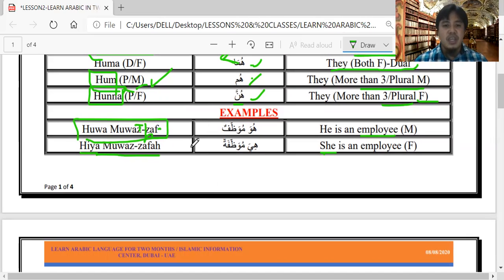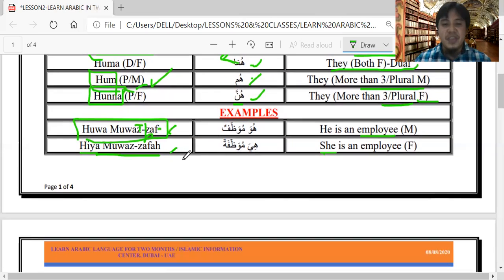All right. If I want to say hiya muwaddafa, this is the difference between the masculine and feminine, because for the masculine, the male, we can only say huwa muwaddaf, and for the feminine we will say hiya muwaddafa. So there is an addition in the word muwaddaf into muwaddafa. So that ah in the end indicates female.